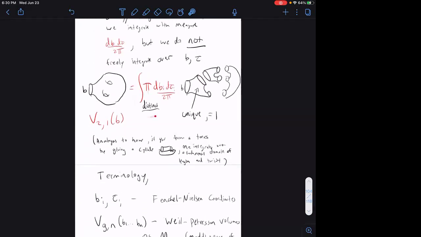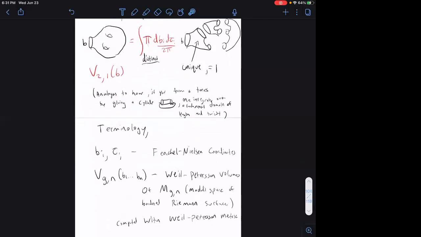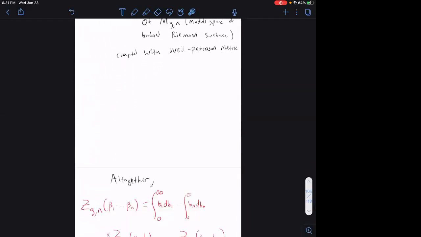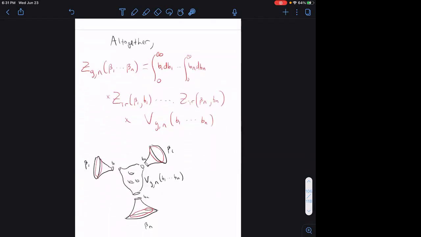So in general, this integral is very difficult to do. In fact, in practice, even doing the simplest case where you have one boundary and one handle is extremely difficult. So just basically dealing with this overcounting problem is very difficult. There's some terminology that's really not too important to go over.